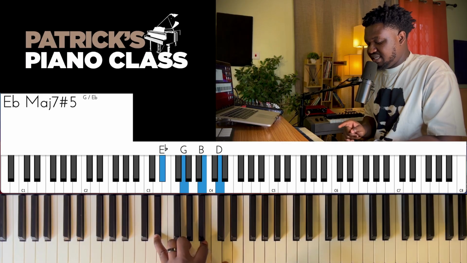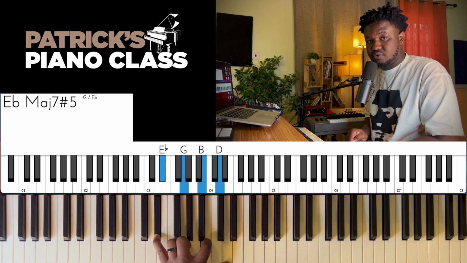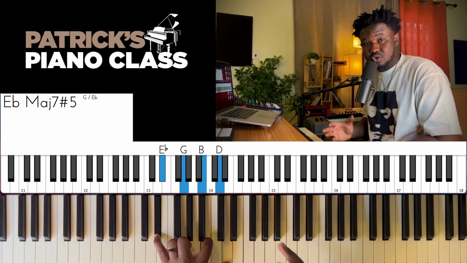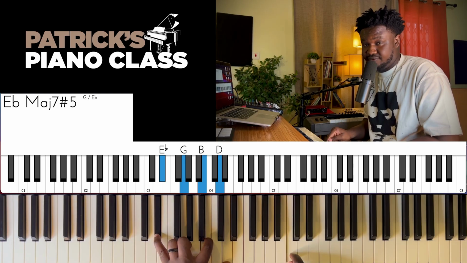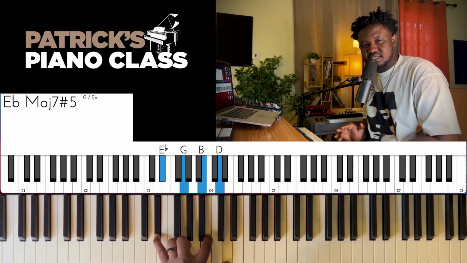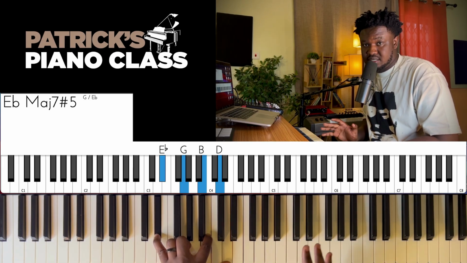All right, and if you can see, there is an avoid note, which is the C, that is a flat 9 above the B. And so if you are adding the extended notes to this, be very careful because there's an avoid note here. We don't normally play the avoid note against any chord. You either play it as a passing note, or you don't play it at all.